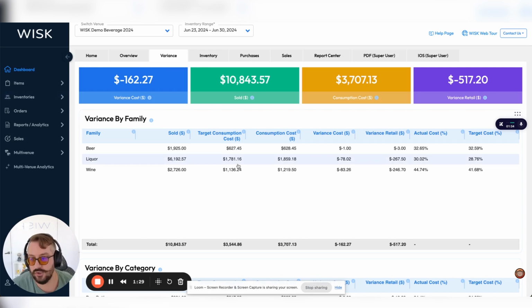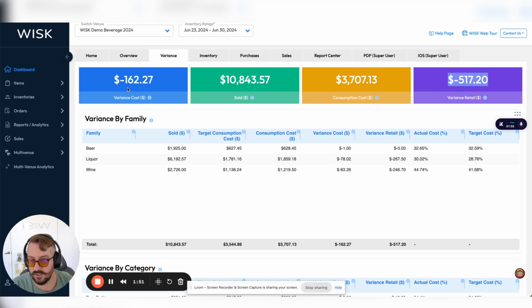But once you actually start using Whisk fully and you're doing inventories of all your products, this is what the variance page looks like. So number one, it'll tell you your overall losses. So how much money was lost cost-wise. You'll also see your total sales for that period. You'll see your consumption, and then you'll see what the variance loss was. So the retail value, I should say.